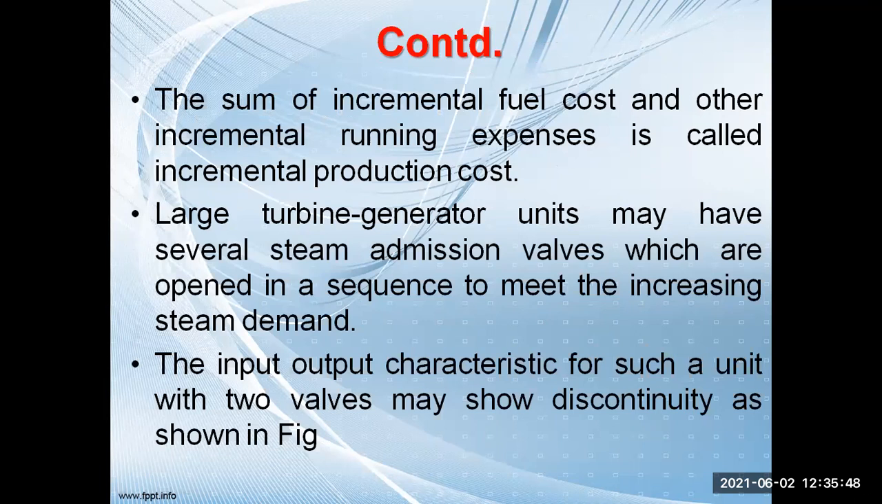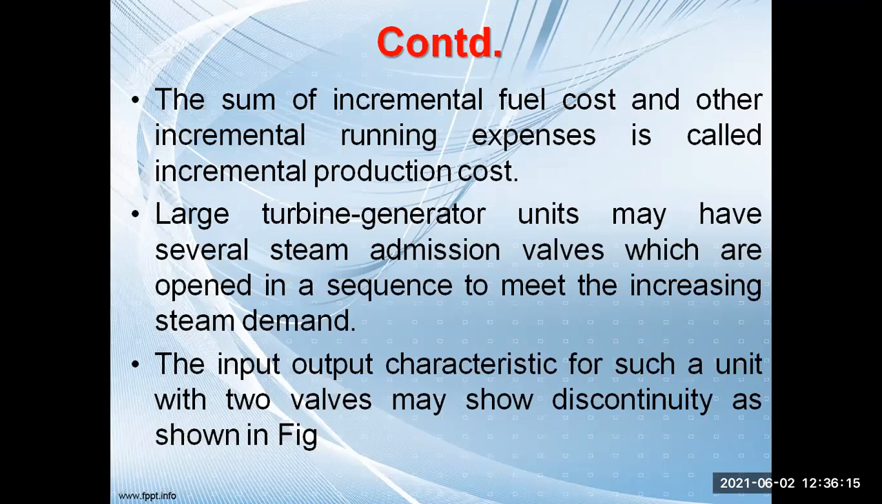So we know what is the incremental fuel cost. Just now we have discussed. Now, other than this incremental fuel cost, we have some incremental running expenses. So together, if you add the incremental fuel cost with the incremental running expenses, you will get the incremental production cost. So incremental production cost is the summation of incremental fuel cost plus incremental running expenses.